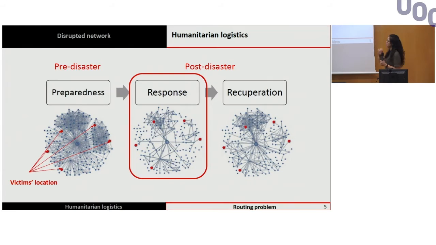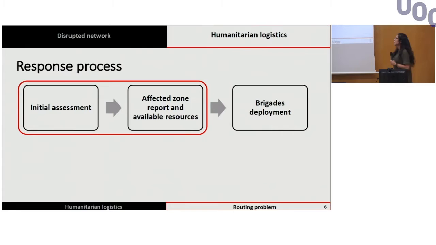In the general structure of our network, we have plenty of points that don't need to be visited. And there are other points, which are the victims' locations, which I need to visit, or I need to be sure that I can access that person. Because of that, we need an initial assessment in order to figure out the state of the network and identify the location of the victim. After that, we can report and provide information about the state of the network and the requirements related to the victim. And after that, we can start to deploy all humanitarian aid.